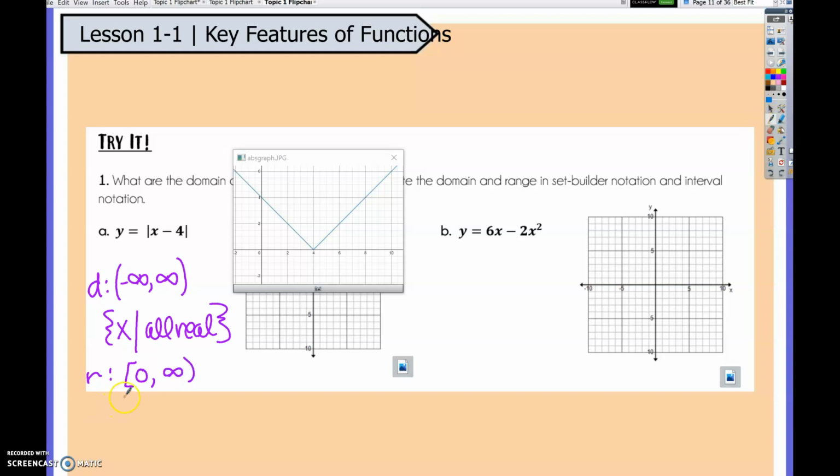Now for our set notation, we use our braces, we use our variable y, and we just know that y is greater than or equal to 0.